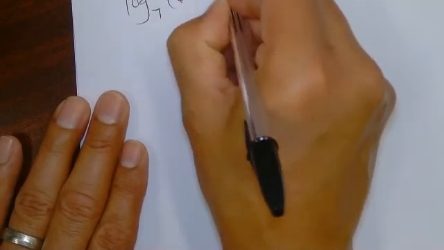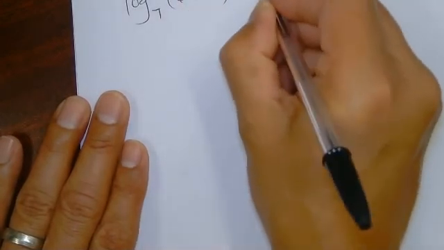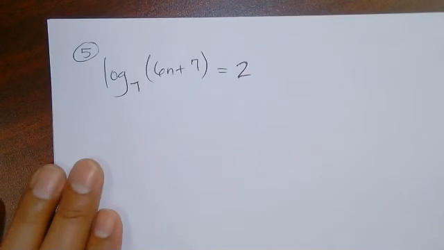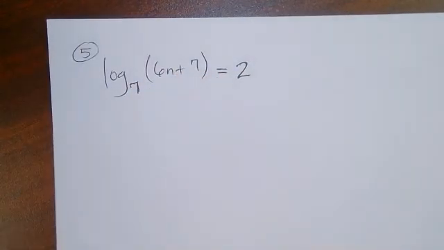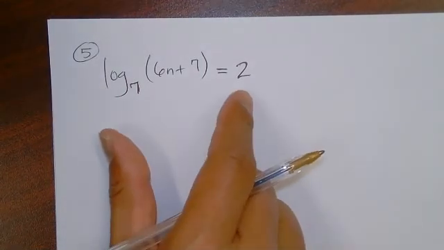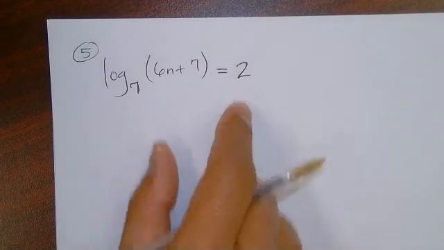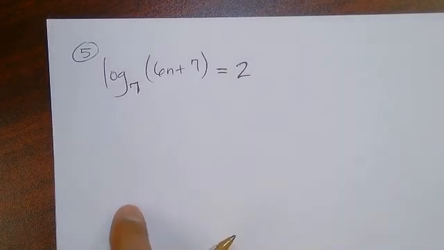Okay, last two. Ready? 5 and 6? I think you got it. 5: log base 7 of (6n plus 7) equals 2. Look at how complicated that looks. That looks difficult. Well, because it's written in this language that you're not too familiar with. But when you change this into what you are familiar with, which is exponential form, it's going to be very easy to figure out. You got the answer already?